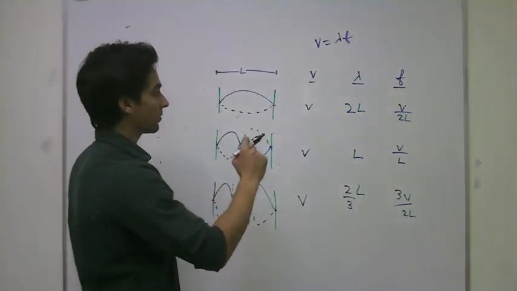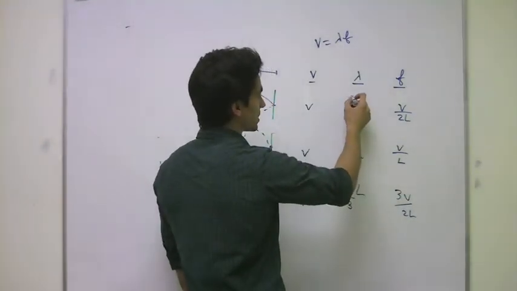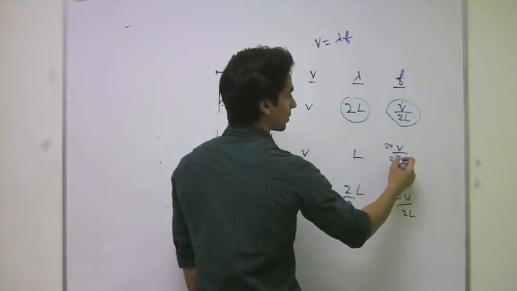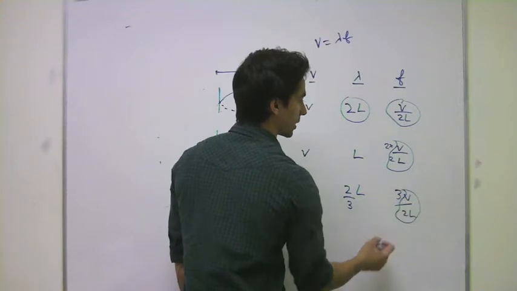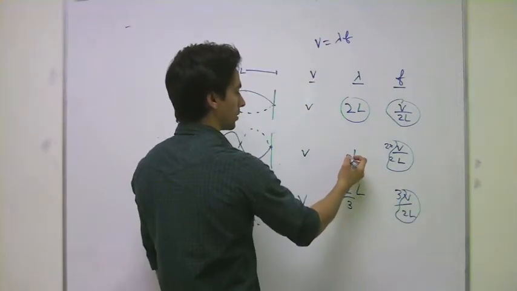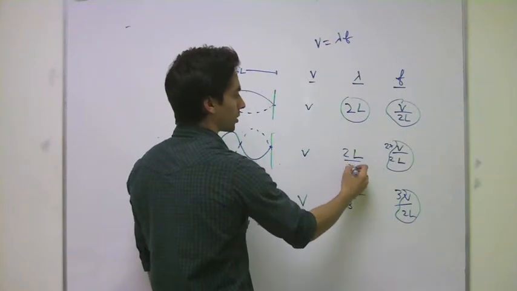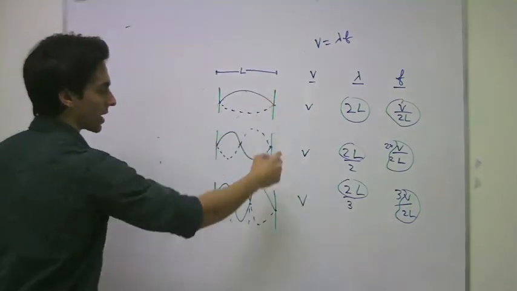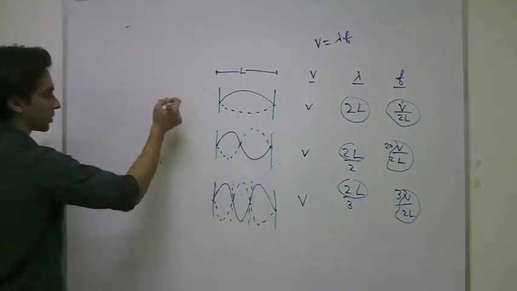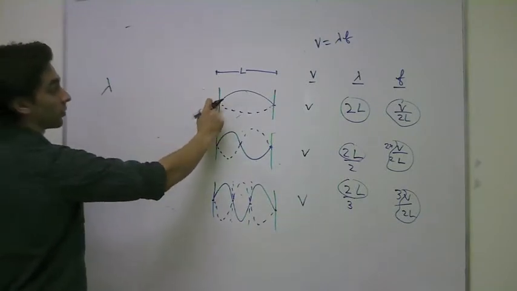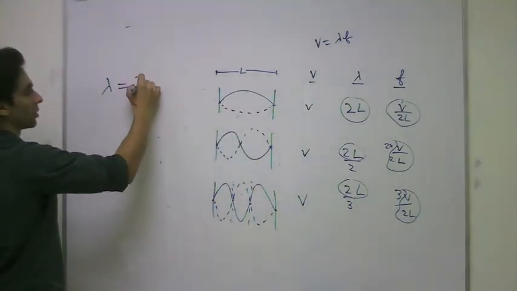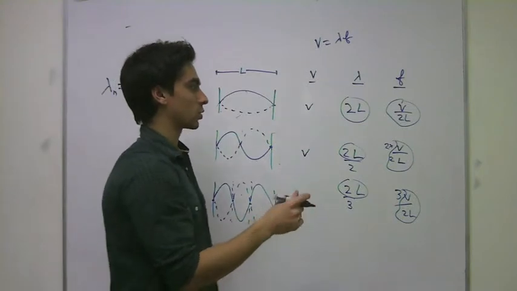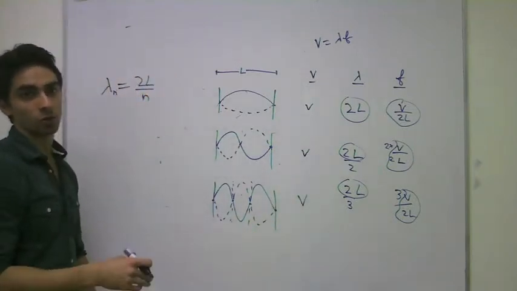Okay, so now we can recognize a pattern over here. This is 2L, this is V over 2L, this here is 2 times V over 2L, this is 3 times V over 2L, alright? This is 2L, this is 2L by 2, okay? This is 2L by 3, right? So if you go forward and draw more modes, you will notice that lambda for a string between 2 fixed ends is given by 2L over n, okay, lambda n, where n is the mode of oscillation.